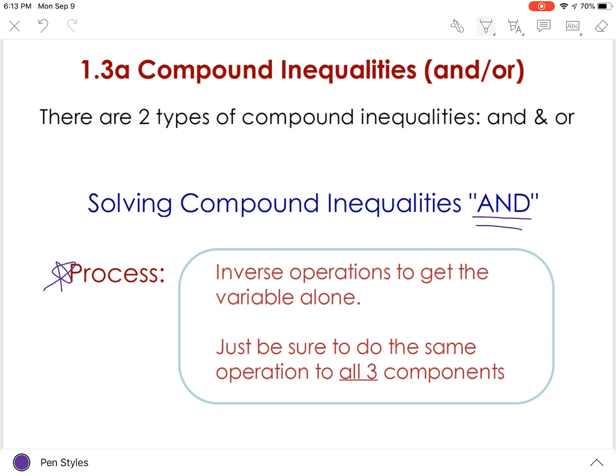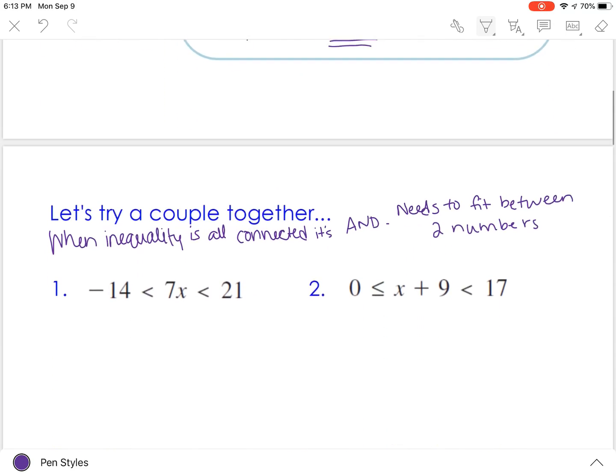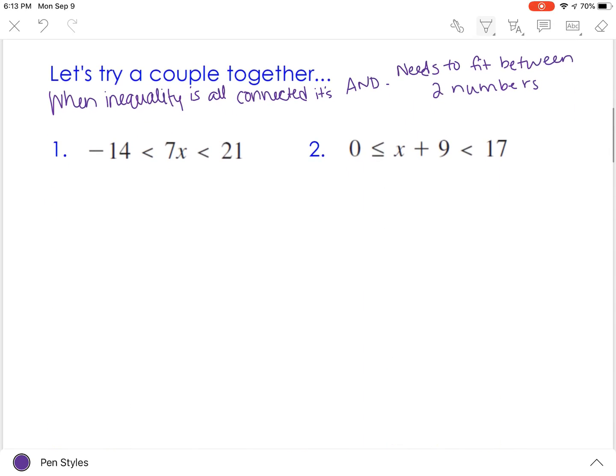So this is our process. Notice that this is exactly the same thing we've been doing all unit. The new part is we need to be sure we do the same operation to all three components. So let's take a look at a compound and inequality.